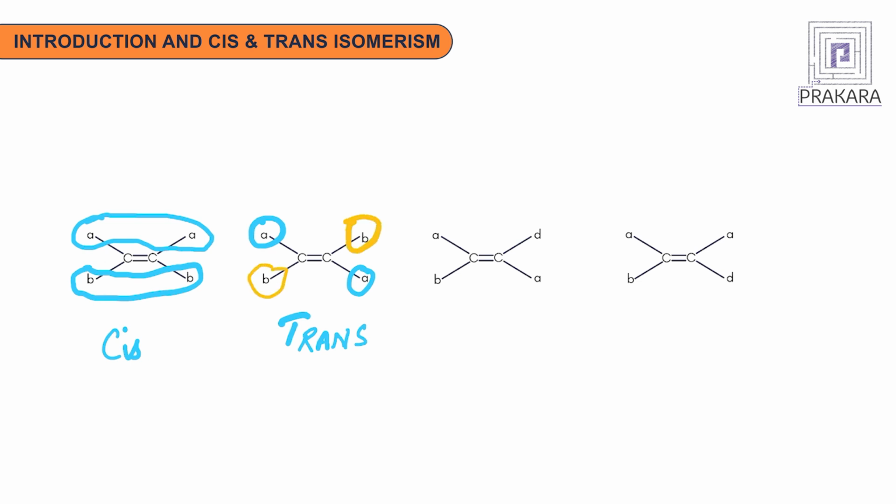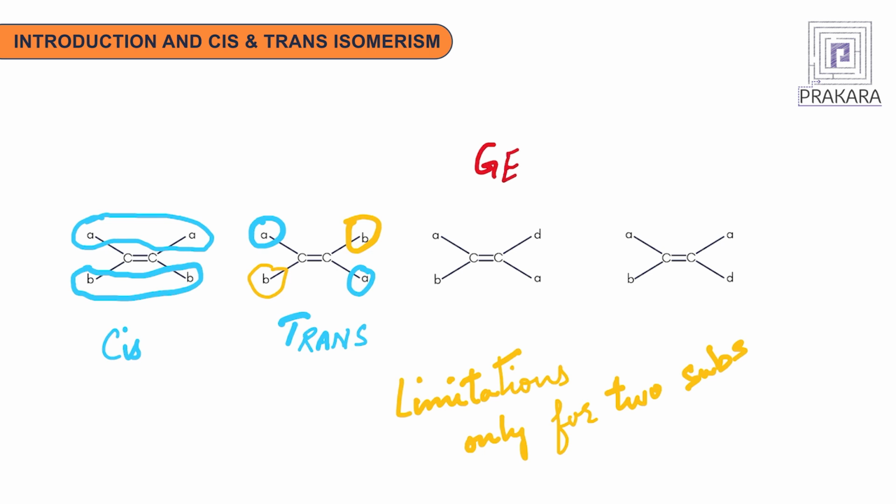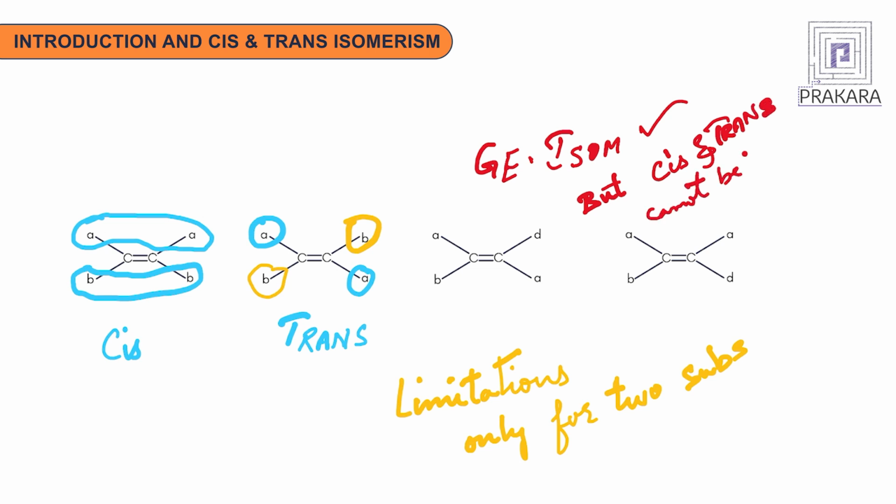Okay, so here this cis and trans is restricted or has limitations. What limitations? It can be used only for two substituents. If it is more than two, we cannot designate cis and trans form. So in this, geometrical isomerism is possible, but cis and trans cannot be used.